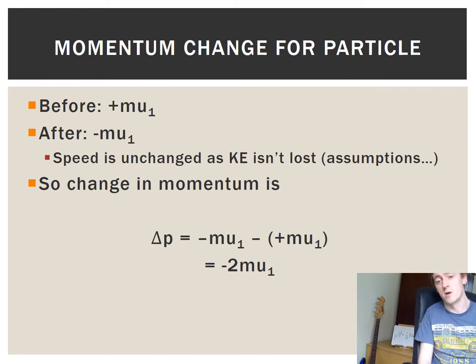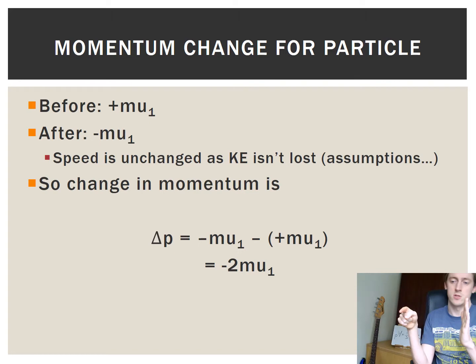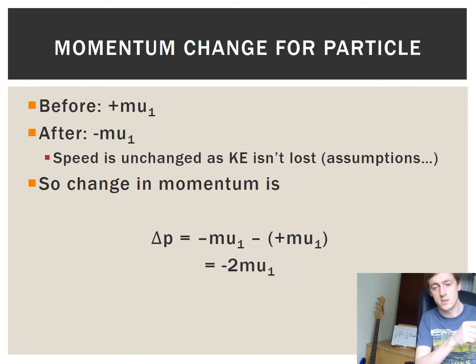The momentum change of the particle. It starts off as plus m times u1, because mass times velocity is momentum. When it bounces off the side, as it comes in with a velocity of u1, it's going to come off with a velocity of minus u1, because we're not sliding down. The kinetic energy isn't lost. So it starts off with a momentum of plus mu1, ends up with minus mu1. The difference between those two is minus 2 mu1. That is the momentum change for the particle. Later we're going to consider the momentum change for the container.